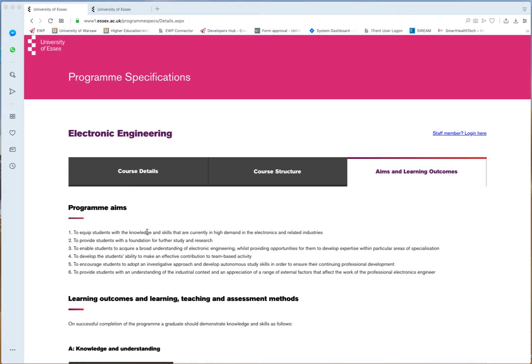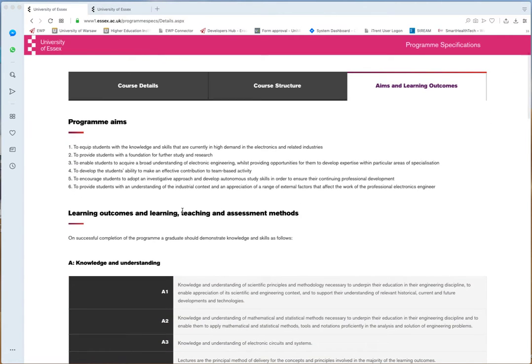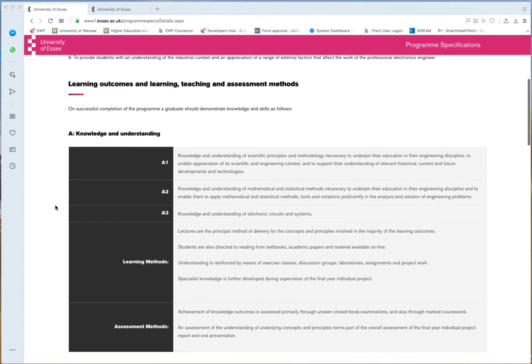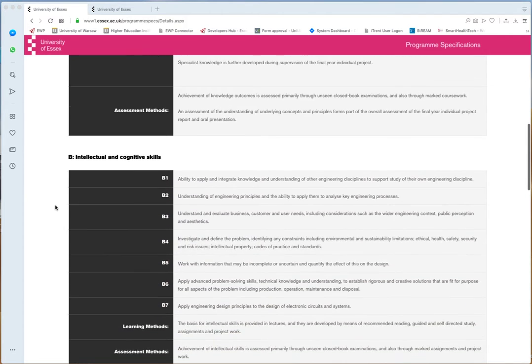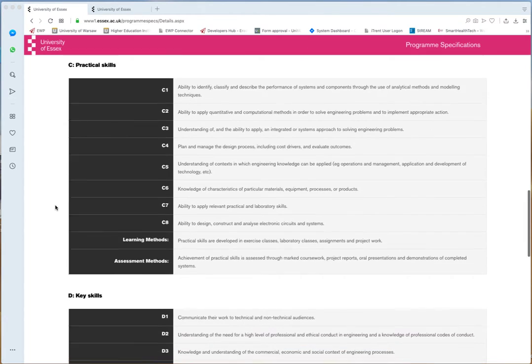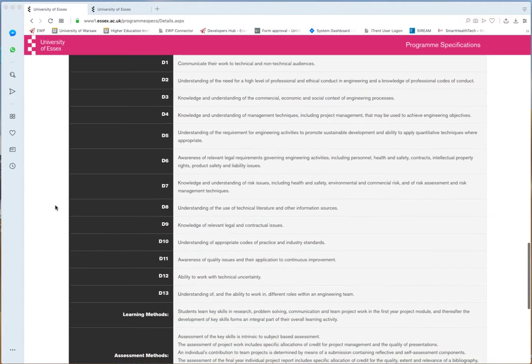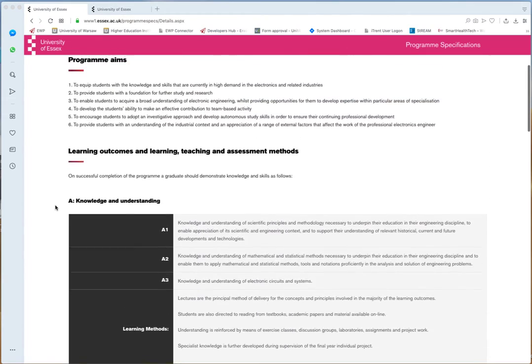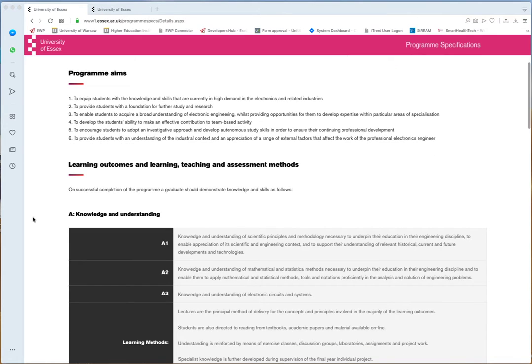So we have program aims listed here and then learning outcomes, and at the University of Essex, like some other UK universities, we organise program level learning outcomes into a number of classifications. The first being knowledge and understanding, the second intellectual and cognitive skills, the third practical skills, and the fourth key skills. So all of these program level learning outcomes are listed, and for every degree at the University of Essex are listed under these headings.